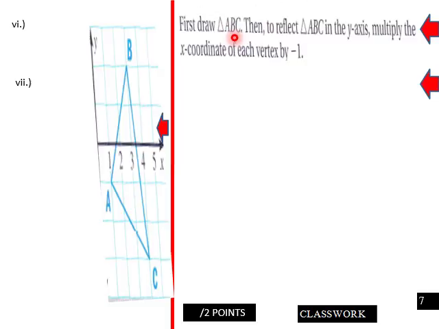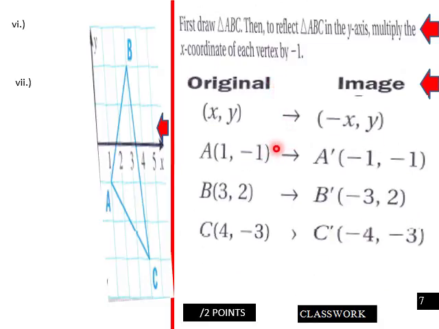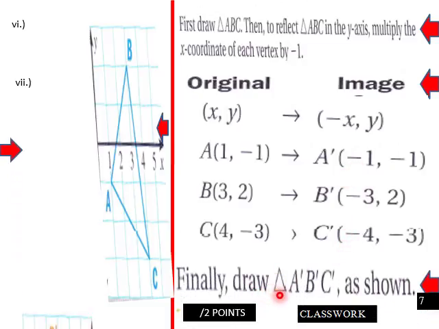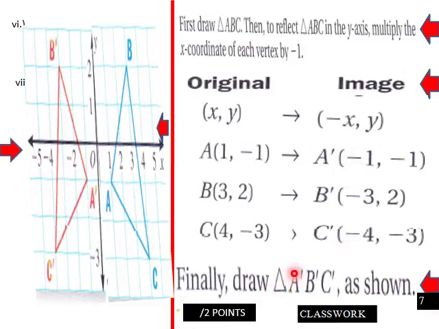Then first draw triangle ABC, then to reflect ABC in the y-axis, multiply the x coordinate of each vertex by -1. So here's the original. Then when we multiply the x coordinate by -1, we get this new image. And then finally draw it. That's the process of drawing a reflection of a triangle in the y-axis: multiply your x coordinate by -1, and then this is the reflected image.